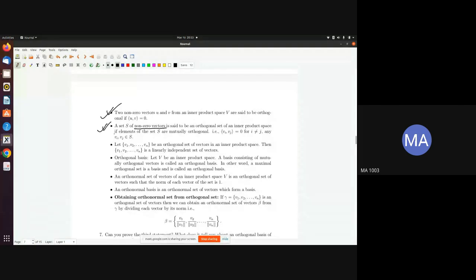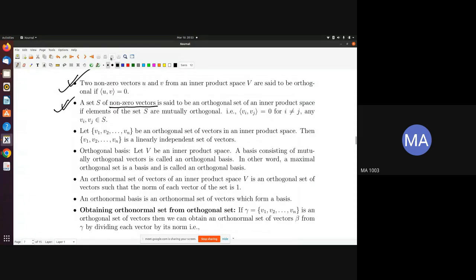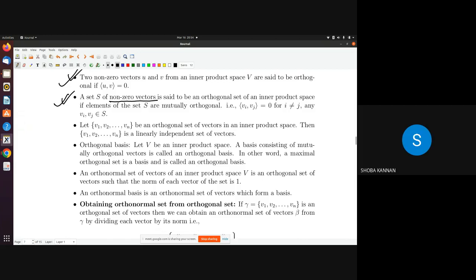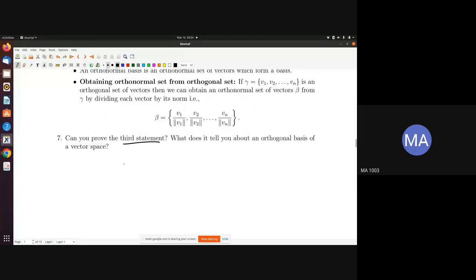Now the third one. You can see this PDF properly, right? Or should I increase it a little more? So the third one: V1 to Vn is an orthogonal set of vectors. The point is they will be linearly independent. What does it mean? I have an orthogonal set of vectors, so any two vectors will be mutually orthogonal. Then that set is linearly independent. How can we show it? We start with the linear combination. This is the third statement we are trying to show.